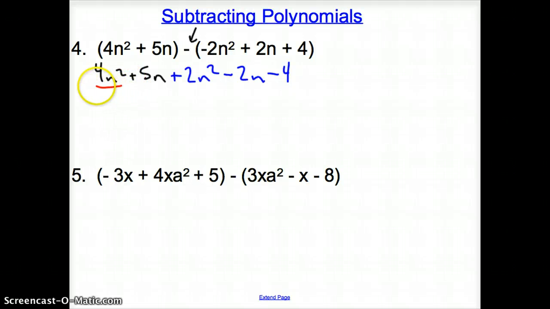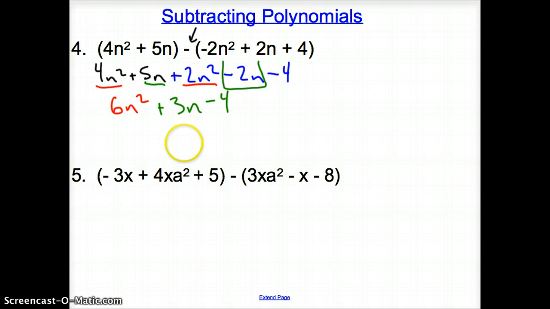So let's go ahead. Here I have 4n squared, here I have 2n squared, so I have 6n squared. Continuing down the line, do you have any n's? Yes, here are some n's. I have -2 right there, so now I have plus 3n. How many numbers are left? I just have -4.